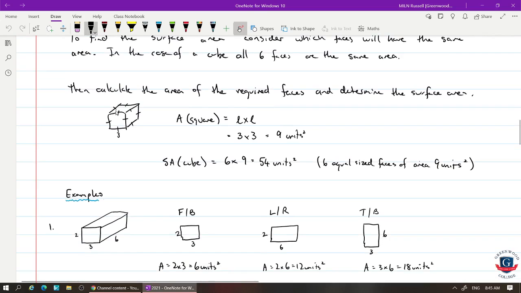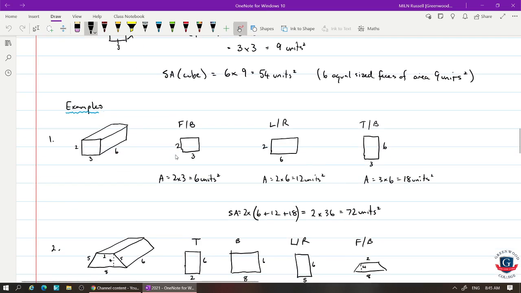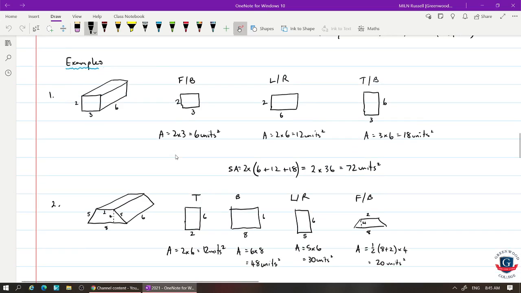So let's work it out. Area of the front face would be 3 times 3, which will be 9. And we have 6 of those, so we'll multiply 6 by 9 to give us 54 units squared altogether. That's 6 equal size faces of area of 9 units. I have to be careful always to write our squared units in, because we're not measuring lengths, which would just be units on its own. We're measuring the amount of space inside a face. That even rhymes.